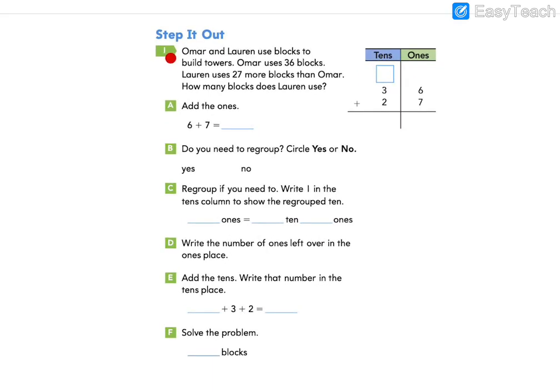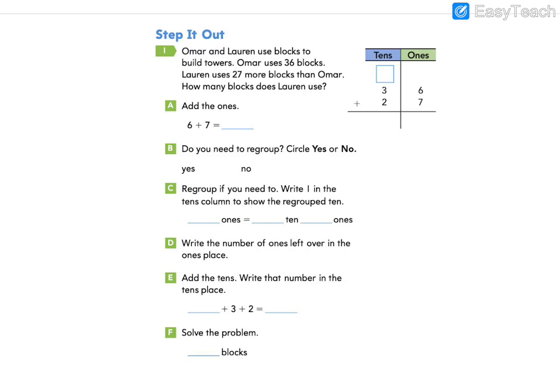Omar and Lauren use blocks to build towers. Omar uses 36 blocks. Lauren uses 27 more blocks than Omar. How many blocks does Lauren use? When we're adding, we need to remember we're starting with the ones place. Step A asks us to add the ones. 6 plus 7. We have a lot of facts we can use to help us solve, but I might use that doubles fact to help me solve in my head.